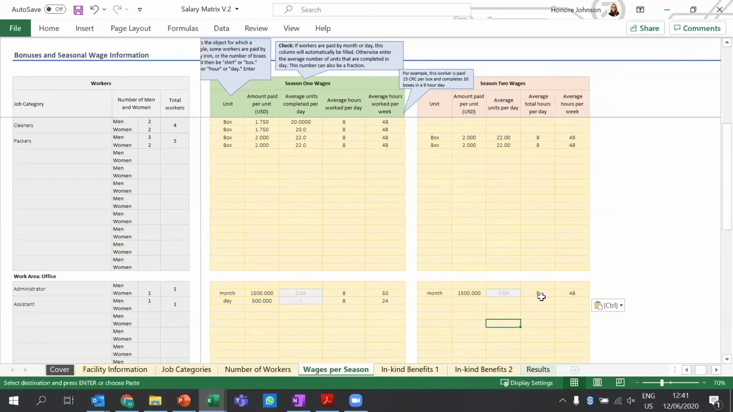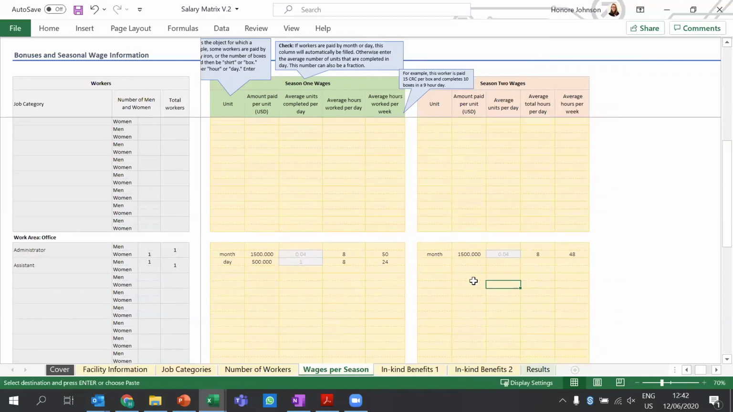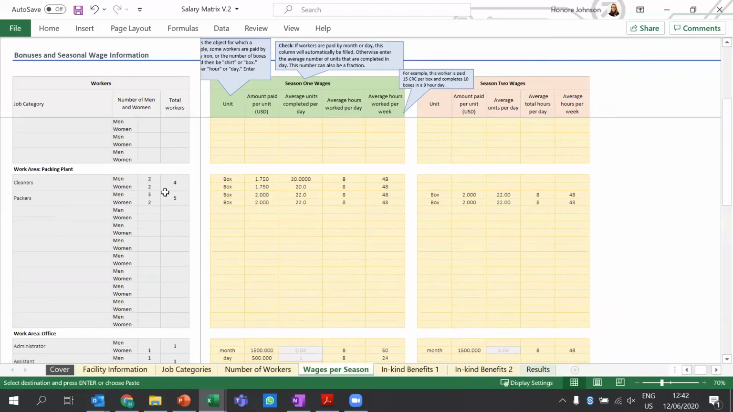And you will see that the administrator is no longer working 50 hours per week, but is down to 48 and is paid the same amount per month. For your example, of course, you can enter in as much data on wages and bonuses as you have per job category. And it's important to note that for each additional season, you will see additional columns created here where you can enter the data in for the additional seasons.